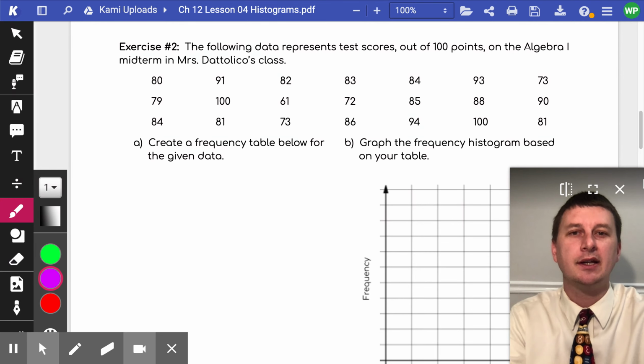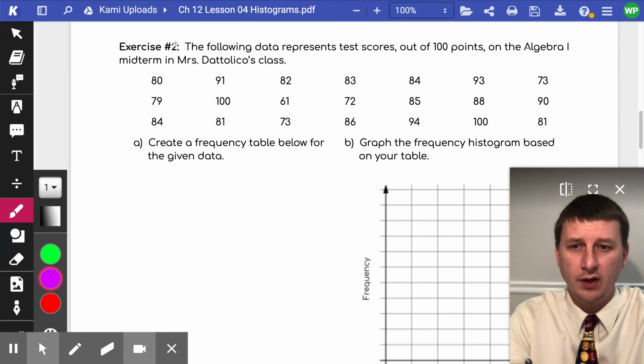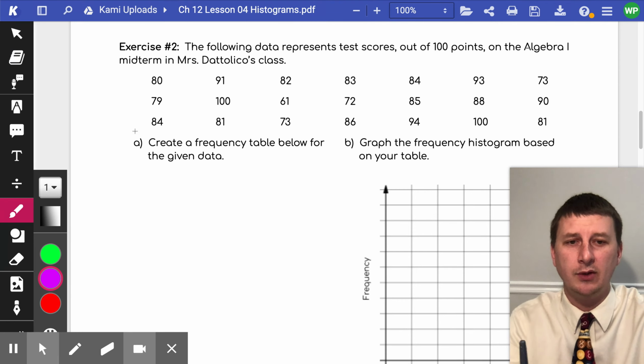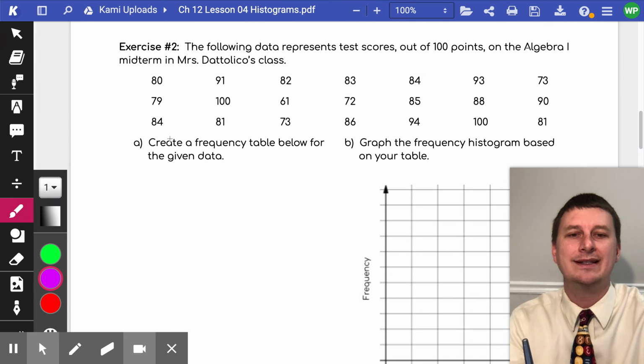Otherwise, we're set to go with exercise number 2, which says the following data represents test scores out of 100 points on the Algebra 1 midterm in Mrs. Dadalico's class. So we have about 21 scores here, and it wants us to create a frequency table for the given data.